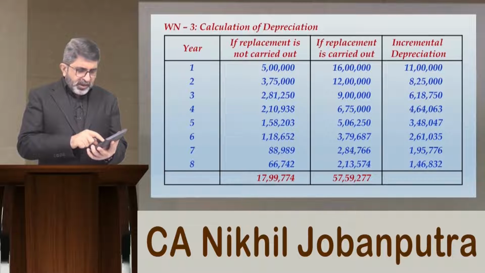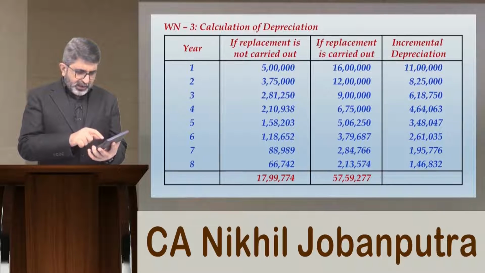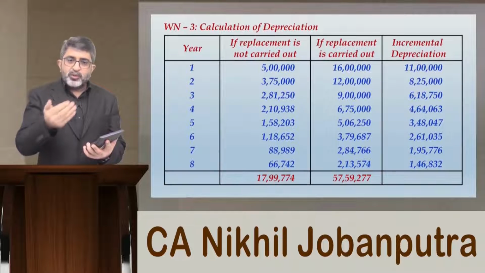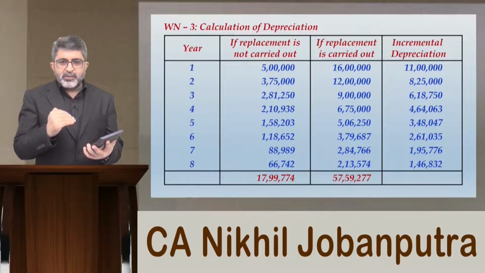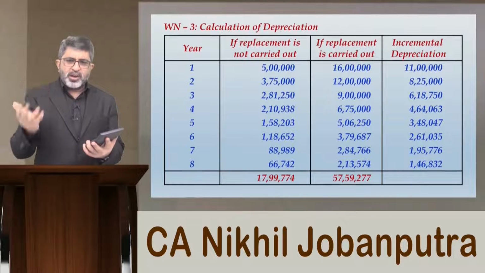The WDV of the existing machine is given as 20 lakhs. Rate of depreciation is 25% on WDV. So 25% of 20 lakhs would give you what? 5 lakhs for the first year. You subtract 5 lakhs, you arrive at WDV of 15 lakhs. Second year depreciation base will be 15 lakhs, and so on.